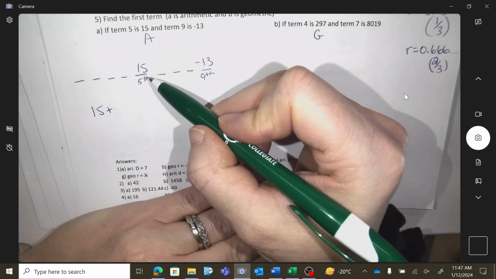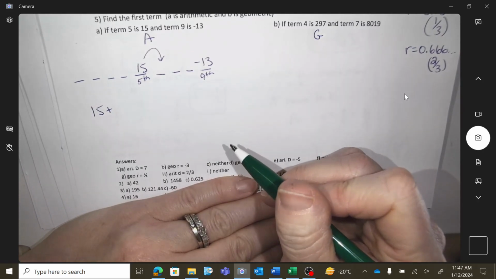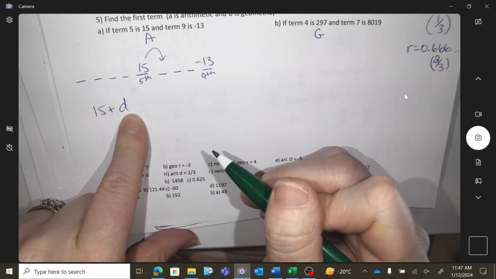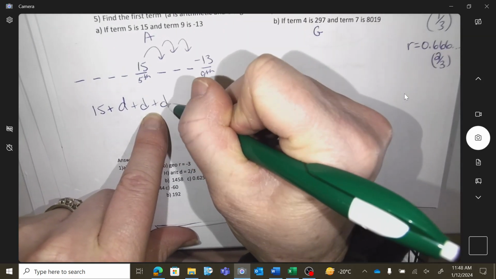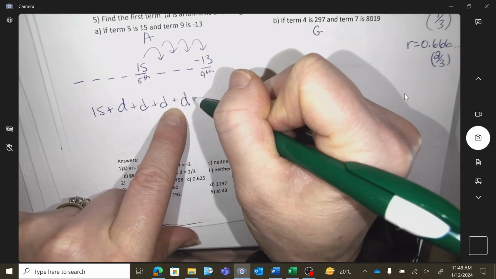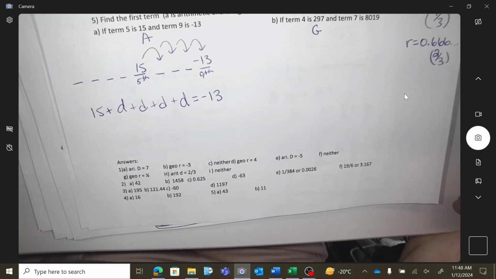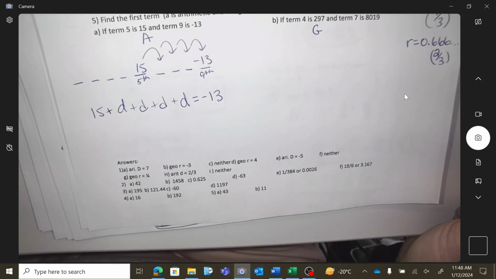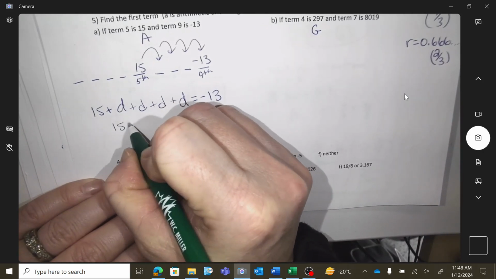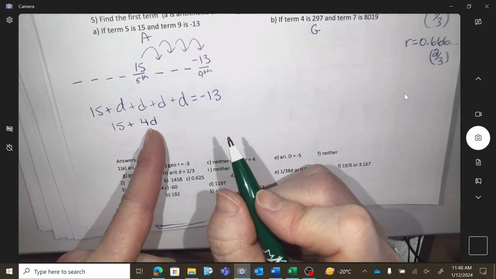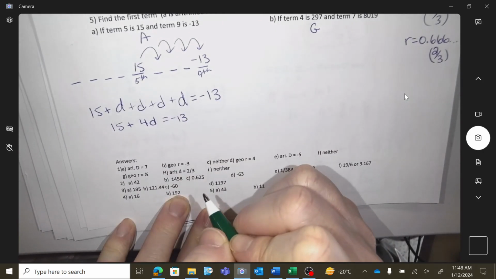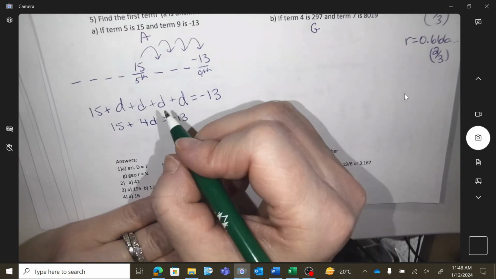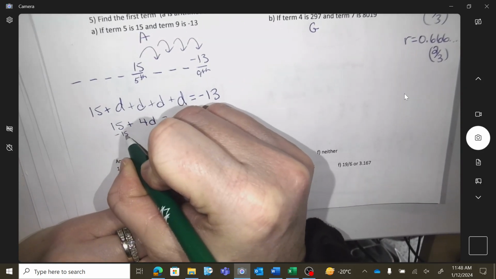Okay, so here's what I'm going to do. If it's arithmetic, I'm going to have to add something, which I'm going to call a D. I'm going to add something, add something, and add something, and then that's how I landed there. So I added that number on 4 jumps. If I added that number on 4 times, so now I'm going to do algebra here.